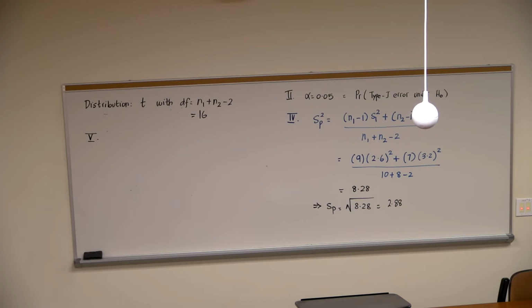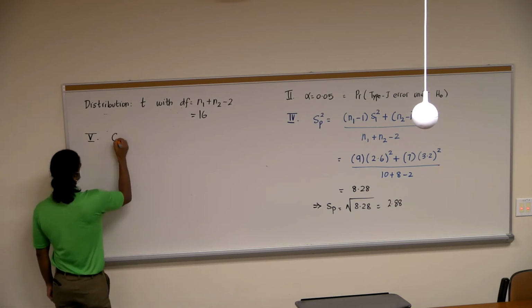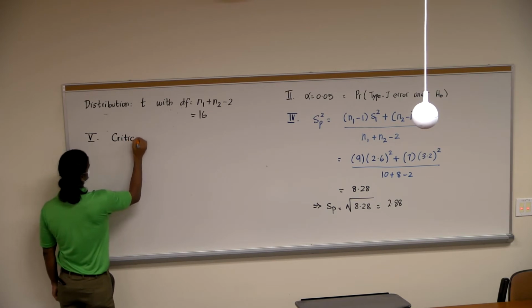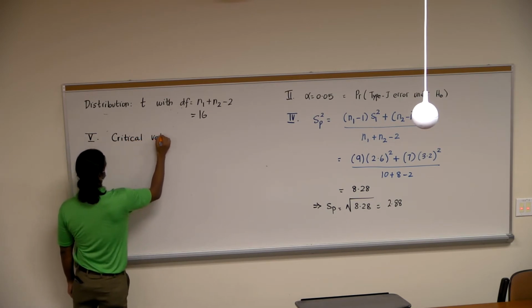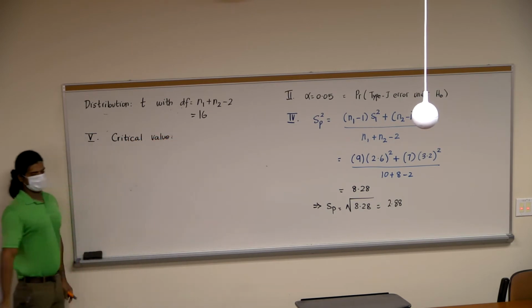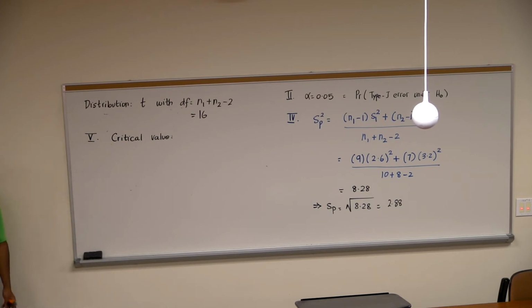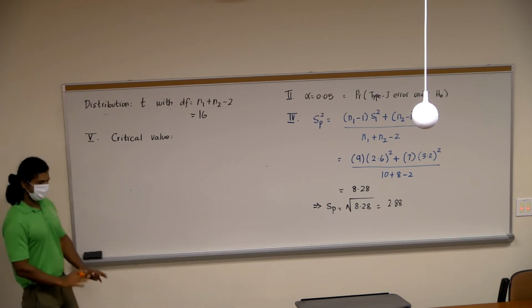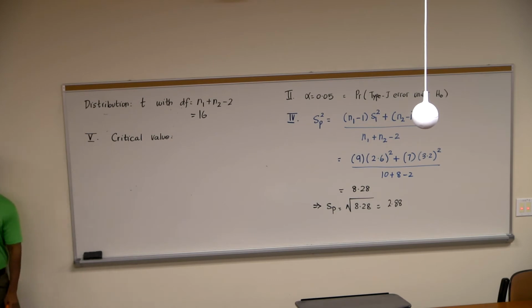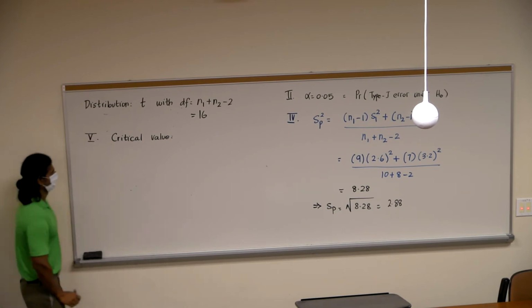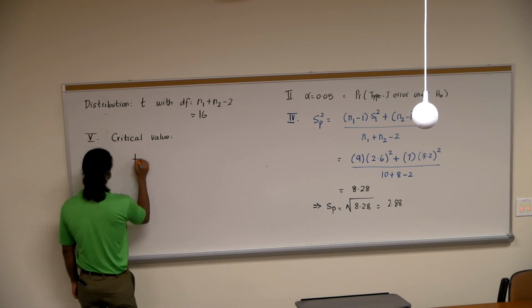Step 5, we find this conclusion. There are two ways to find a conclusion. One is the critical value method, the other is the p-value method. And to do either, we need to know the test statistic. What is the test statistic?